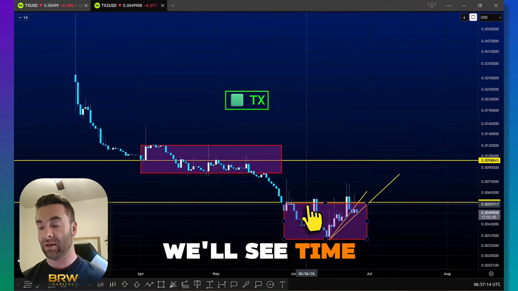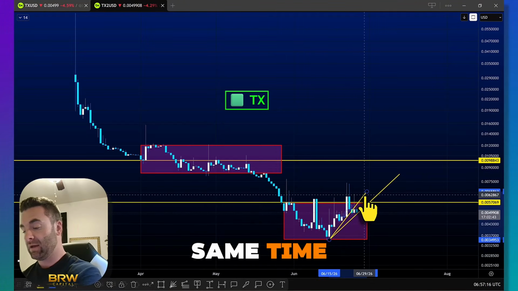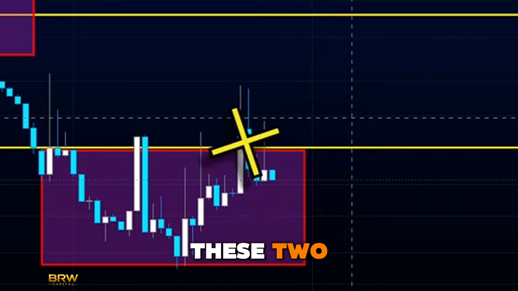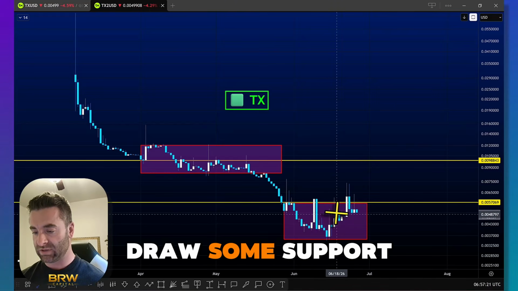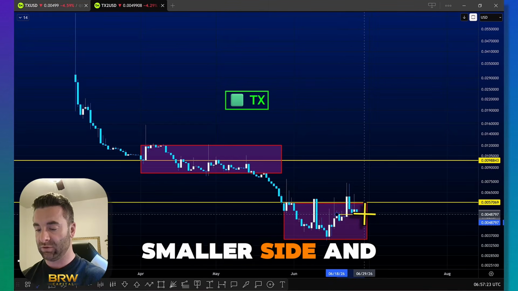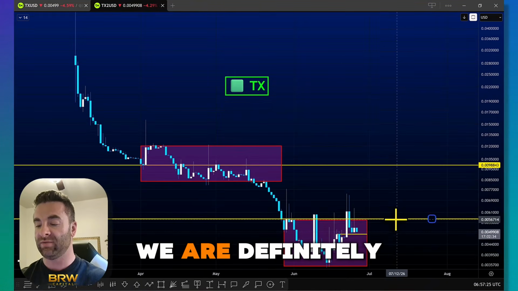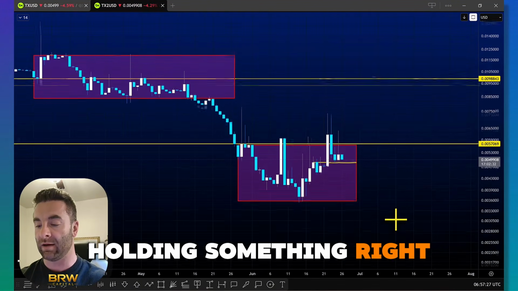We'll see. Time will tell. But also at the same time, if I delete these two, I'm going to go draw some support and resistance just on the smaller side. And you can see right now, we are definitely holding something right there.